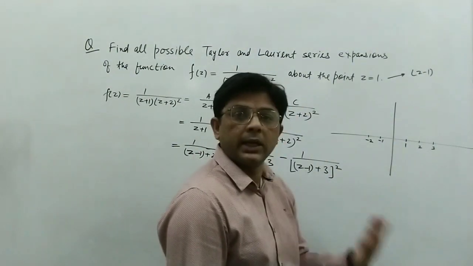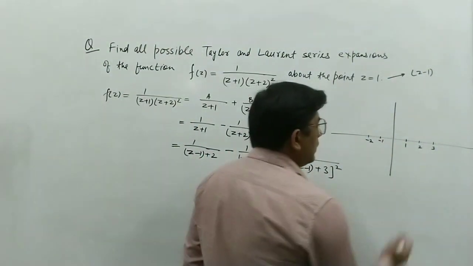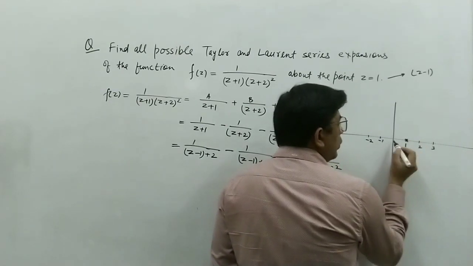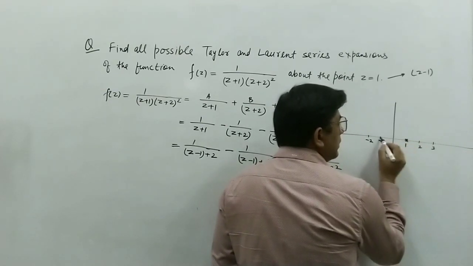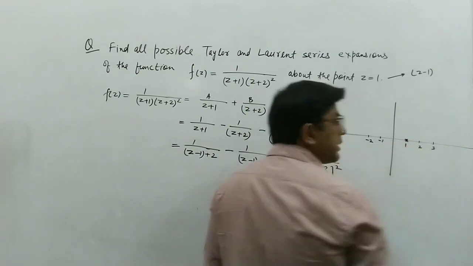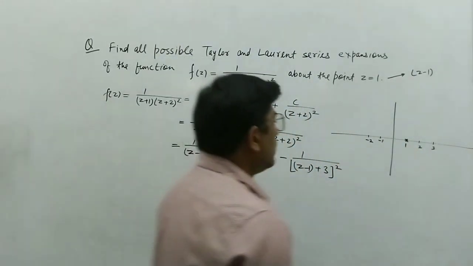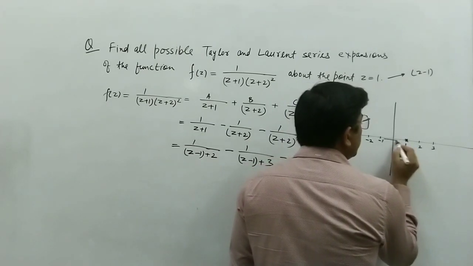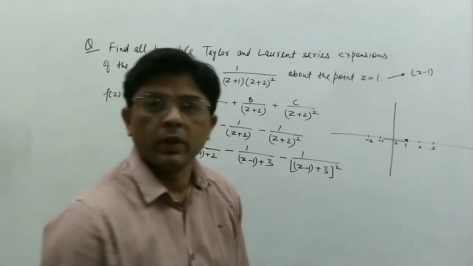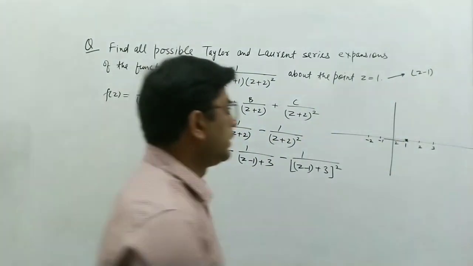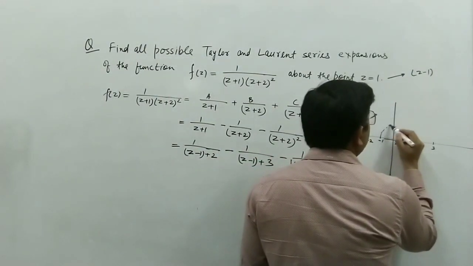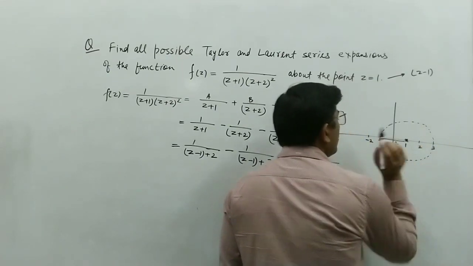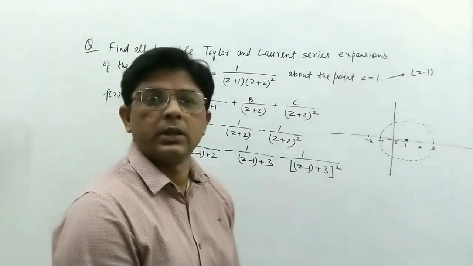So we will make a circle, this is our center, and we have to make a circle of this distance, and this distance is 2. That is, the radius of this circle will be 2. So we will make a circle of radius 2 here. Okay, we have got a circle of radius 2.